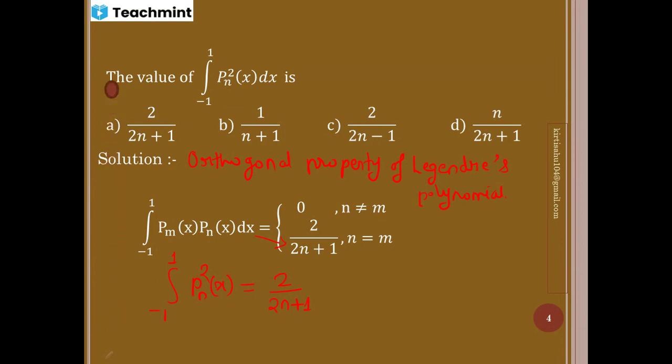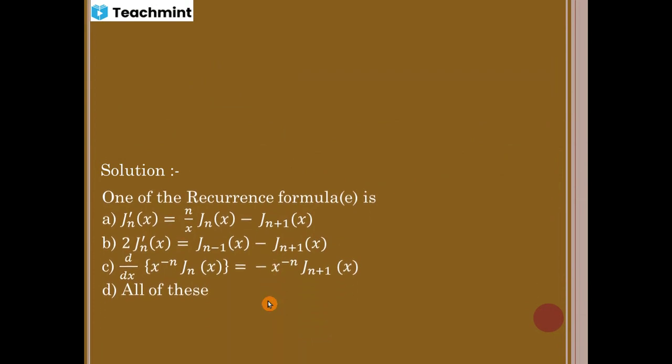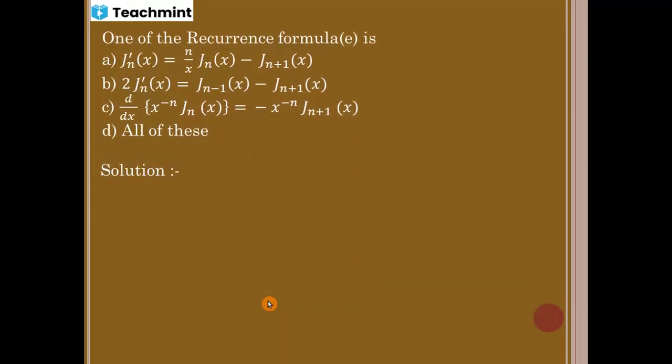Okay, now let's have the next question. What is our next question? One of the recurrence formulae is, so here various formulas are written, and you have to identify which one of the following is a recurrence formula. Maybe one of them or maybe all of them. So how do we get this, right? How do we get this? This can be better answered just by recalling the recurrence relation formulae of the Bessel's function. So as we know, there are 6 recurrence formulae, right?